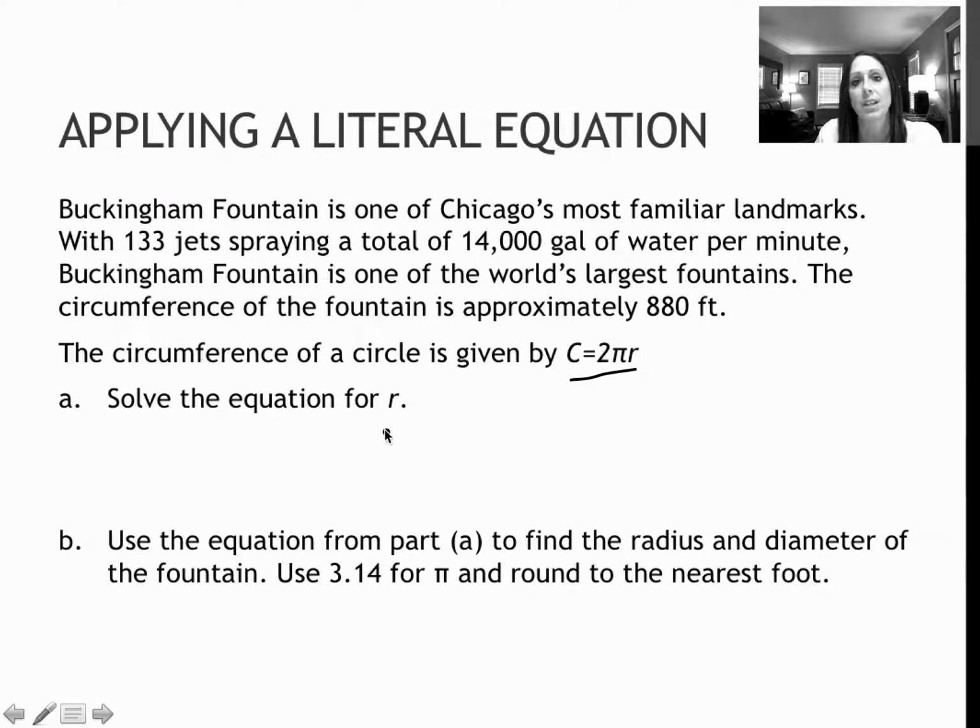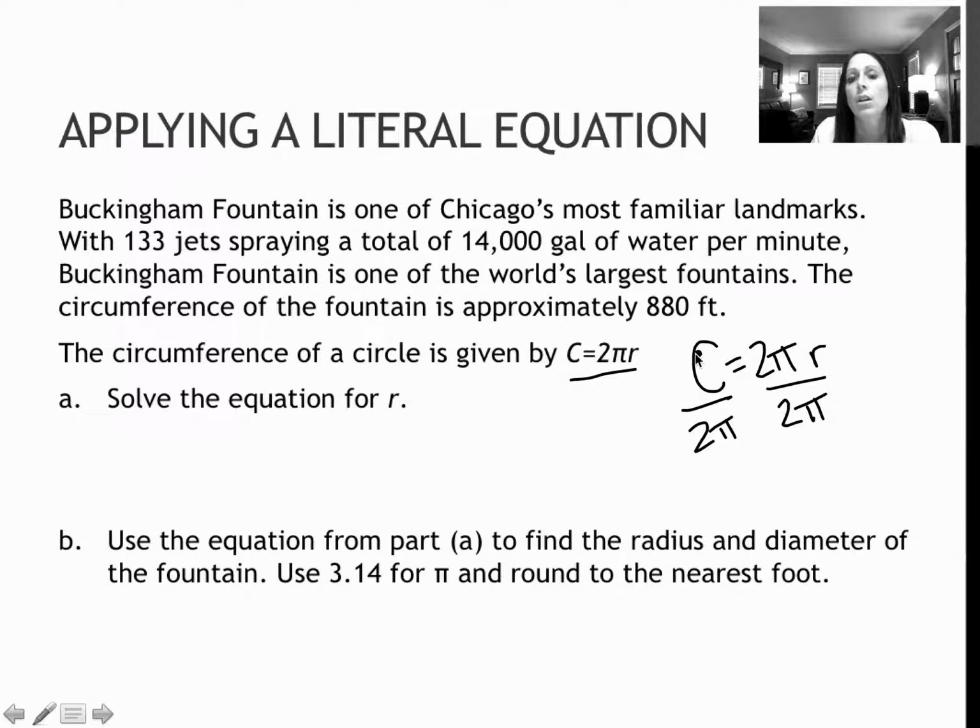So the first thing they're asking us to do is to basically not care about anything that's happening here in the question and just solve the equation for r. So the way that we do that is the same way we would if we were solving an equation for x, which is what we're used to doing. So here I have c equals 2 pi r. My goal is to isolate the r, which means I need to get rid of 2 pi. 2 pi is being multiplied by r, so the inverse operation is to divide by 2 pi.